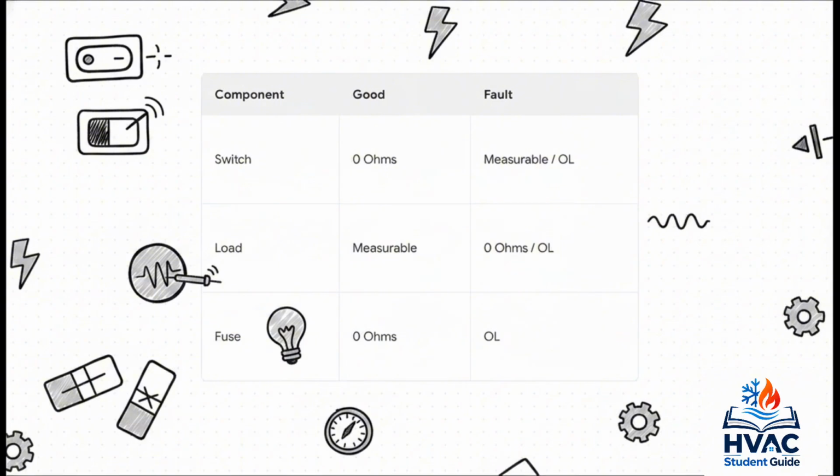To tie this whole thing together, here is your ultimate diagnostic cheat sheet. I highly recommend taking a mental snapshot of this matrix for your next field call. For a switch, 0 ohms is closed, OL is open. For a load, you want measurable ohms between 0 and 1000. 0 is a dead short, OL is open. And for a fuse, 0 ohms is a good, intact fuse, and OL means it's blown. If you can master this matrix, you will completely master your meter.